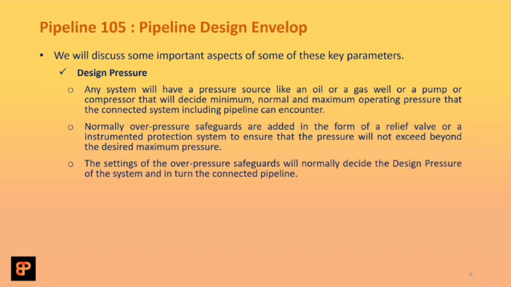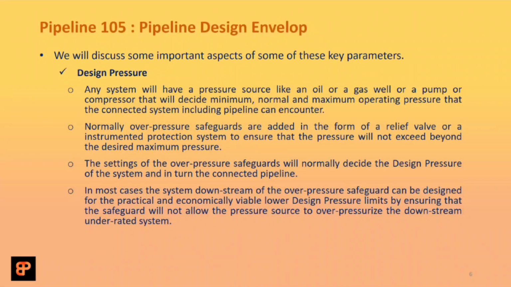So the settings of such overpressure safeguards will normally decide the design pressure, because the safeguards are going to ensure that the pressure will not exceed the design pressure. So it is decided on the basis of such safeguards as well as from the pressure sources. If we can design the pipeline or the system for the full source pressure, then we don't have to.